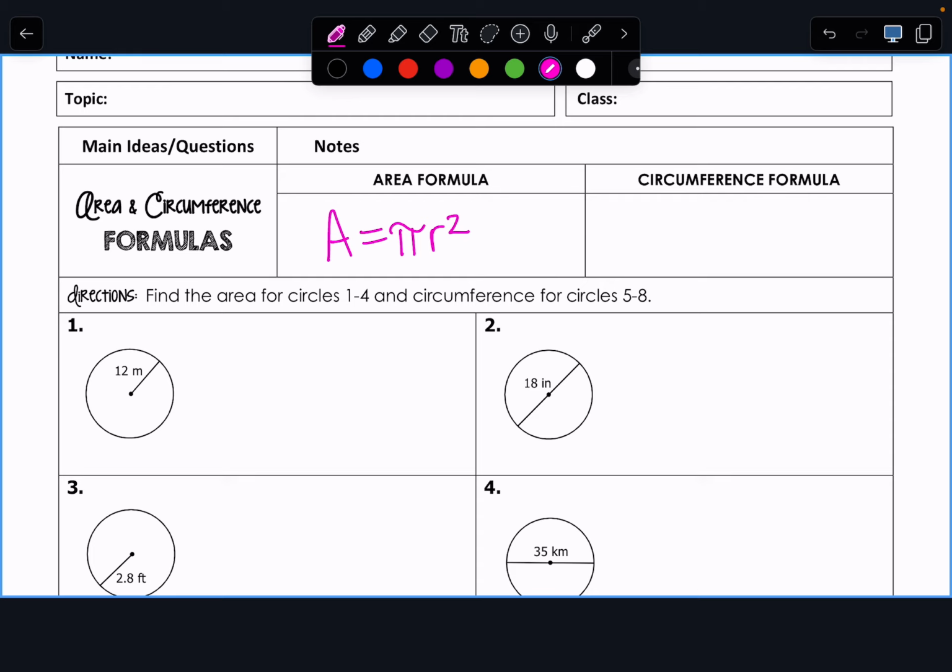Raise your hand if you can tell me how to find circumference. So either 2 times radius times pi, or diameter times pi. Okay, so we can either say 2 pi r or diameter times pi, because what is 2 radii the same as? A diameter.